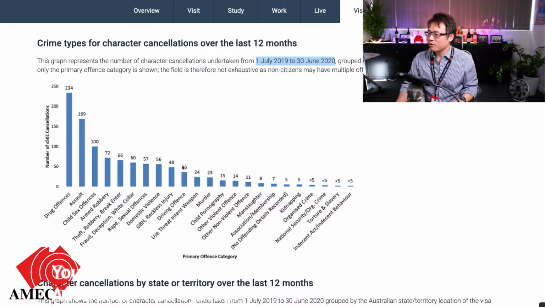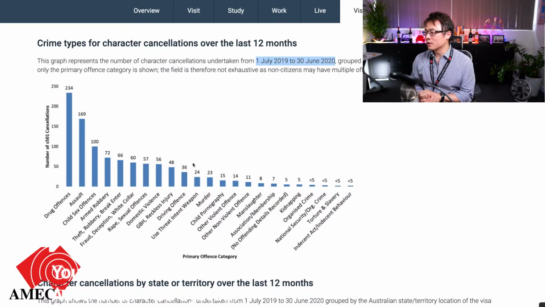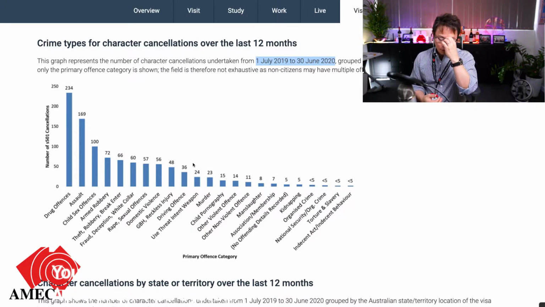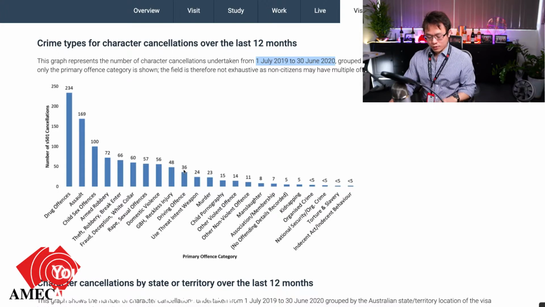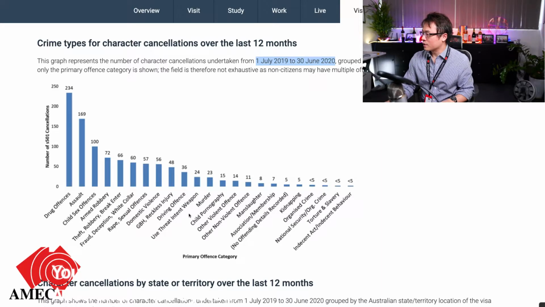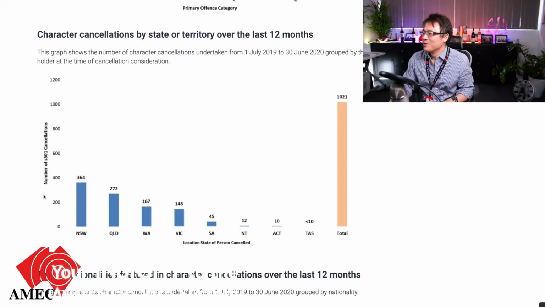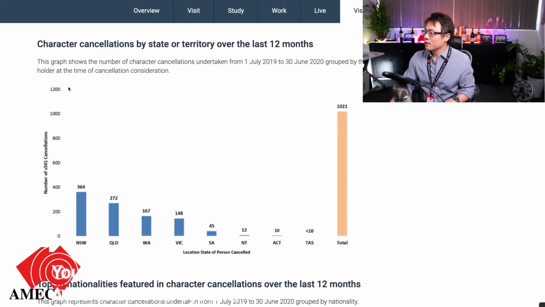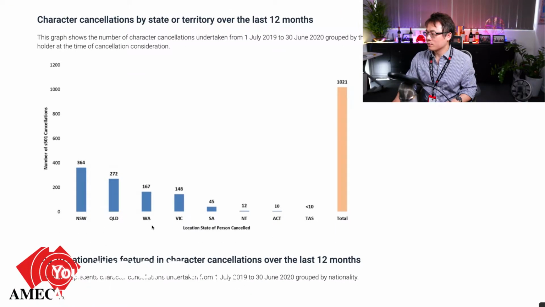Now this is really 36. Now that's very hard. Driving offense obviously doesn't mean you've been overspeeding or caught parking on the wrong side of the road. Basically, this is a more serious driving offense. So, for example, you were overspeeding to a certain point, and there are some people murdering, and also other things down here. So, okay, I'm not going to go through the criminal activities there. Now, cancellation by state. We can see New South Wales has the most, then Queensland, Western Australia, Victoria.